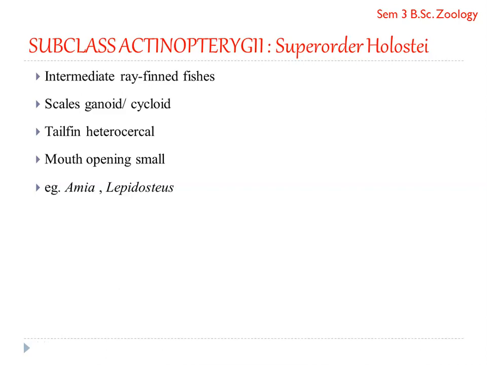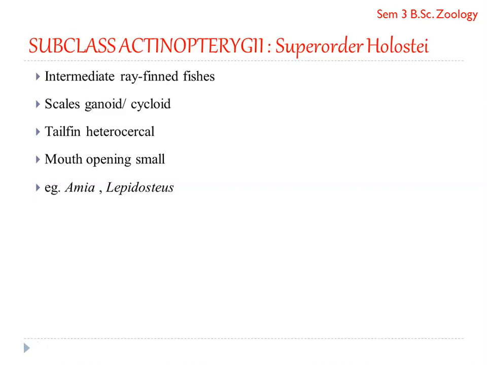Okay, so this is the second superorder under subclass Actinopterygii. That is the superorder Holostei. The term Holostei comes from two Greek terms, holos, that is entire, and osteon, meaning bone. So the name suggests it is entirely bony fishes, right? And these are considered to be intermediate between Chondrostei and Teleostei.